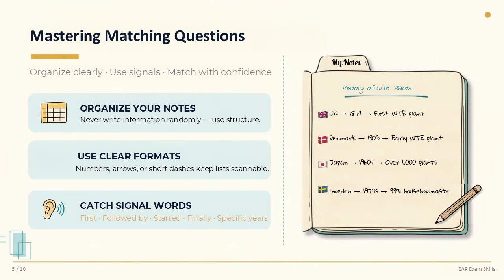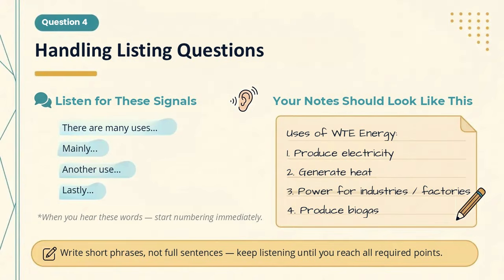Also, pay attention to signal words such as first, followed by, started in 1903, in the 1960s, finally. These words tell you that important matching information is coming. 4. Listing question. Some questions ask you to list 4 items. For example, list the uses of the energy produced by WTE plants.